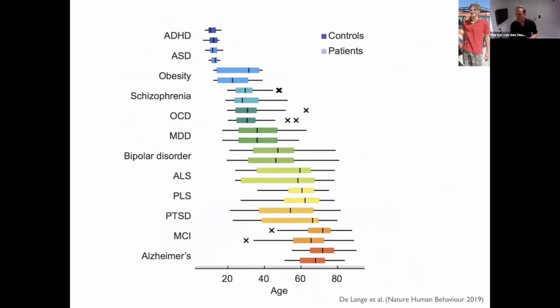So this we started to examine through the work of Simon de Lange, another student in the lab, in which we simply said, well, can we compare connectome alterations, not just in one disorder, which we have been doing for schizophrenia and autism and OCD and MDD, but every time one disorder at a time. We said, can we also make a comparison? Can we do some sort of comparative disease connectomics?